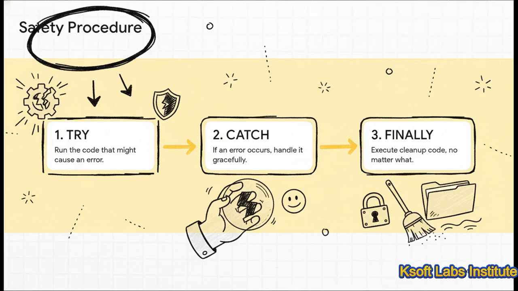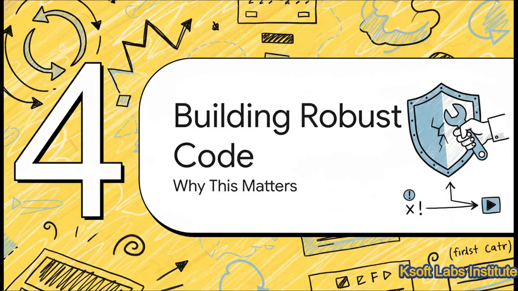And then there's finally. This block is special. The code in here runs no matter what, whether there was an error or not. It's essential for cleanup tasks, like closing files or network connections, ensuring your program always leaves things in a tidy state.